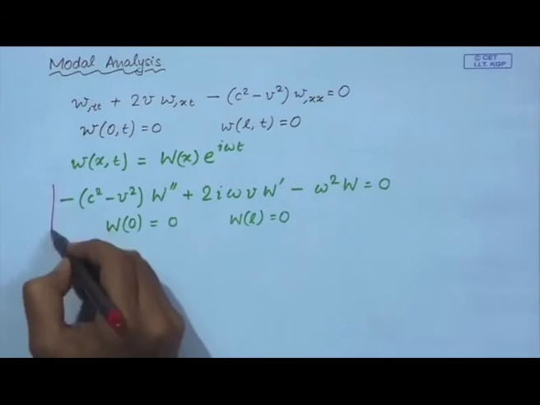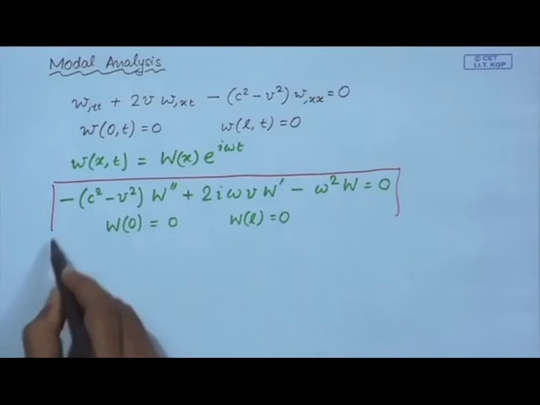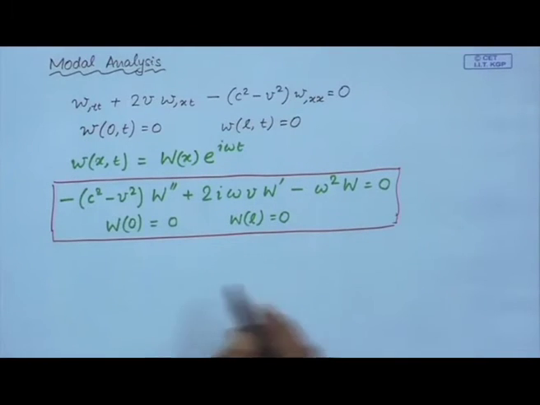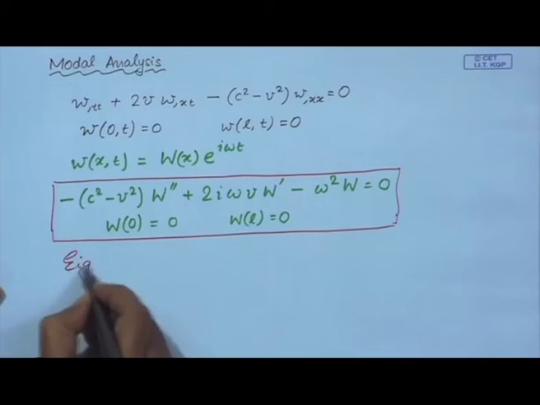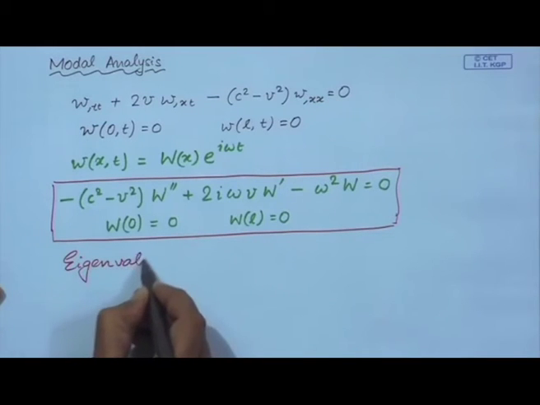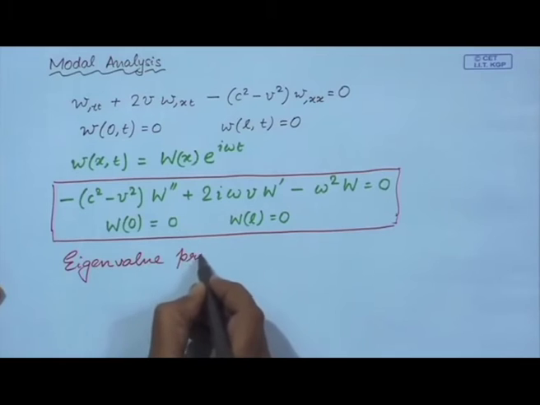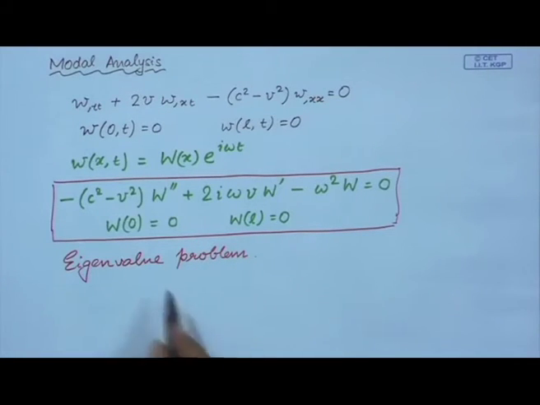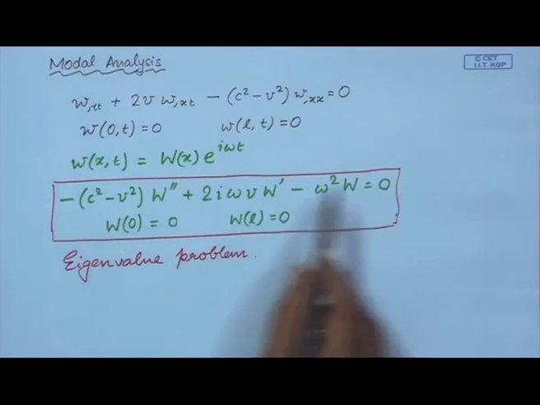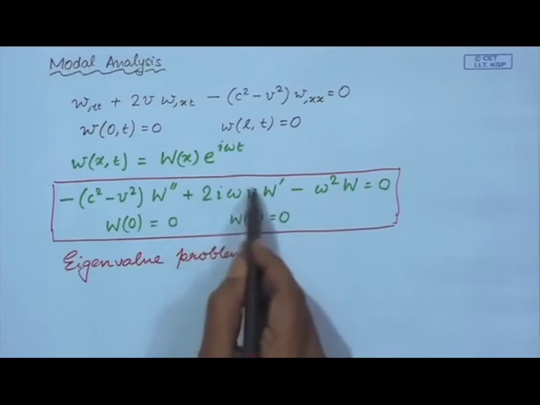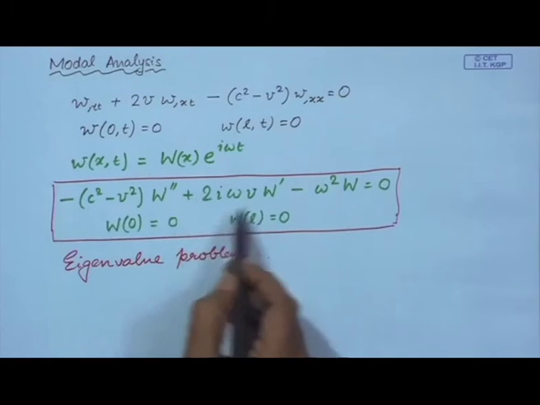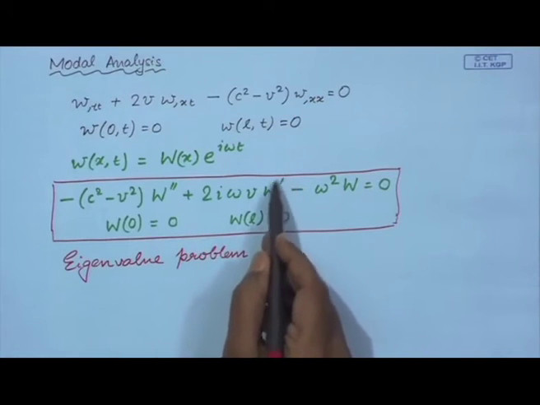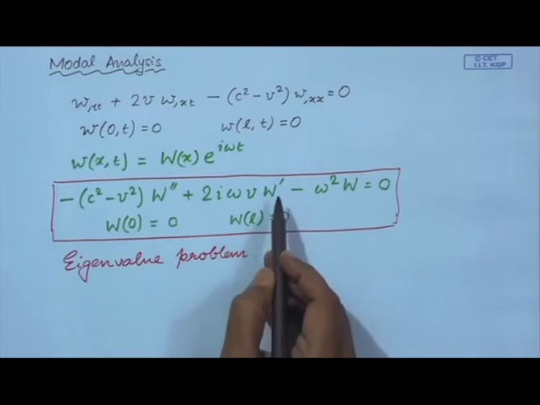So, this, therefore, is our eigenvalue problem. So, this is our eigenvalue problem for our system. Now, the first thing that strikes us is there is an imaginary coefficient and there is a single spatial derivative of w.